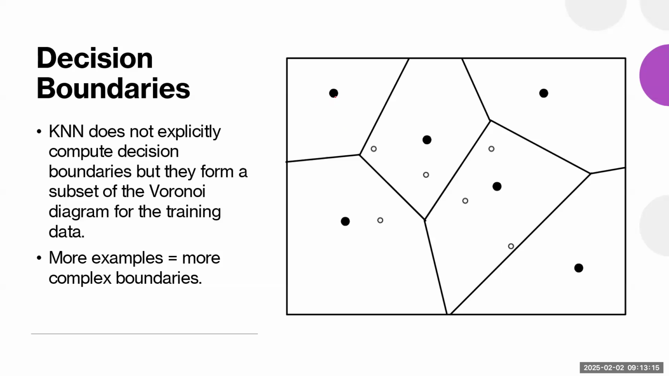In each example, for example points 1, 2, and 3, there will be an area where point number 1 would be the closest. So no matter which point you pick inside this area, point number 1 would be the closest. So if your k is 1, basically 1 nearest neighbor, this is the boundary for this point.